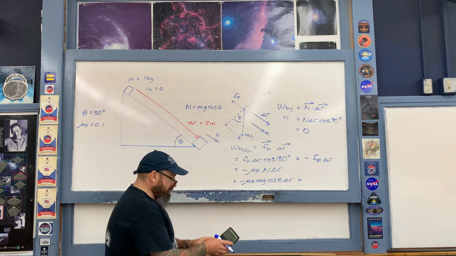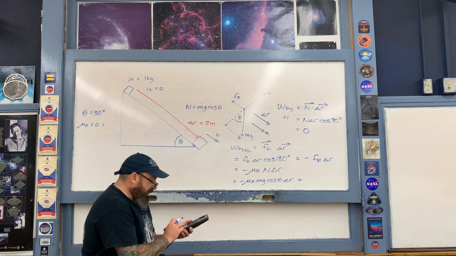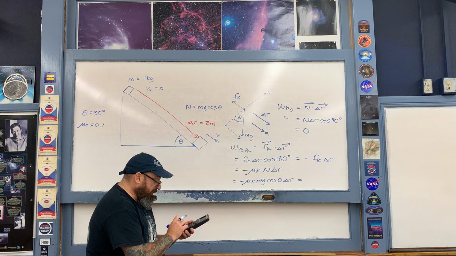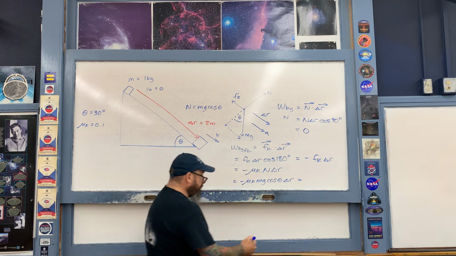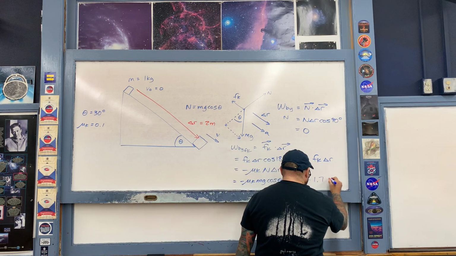Let's go ahead and plug in our numbers here to get our result. I have negative 0.1 for the coefficient, times the mass of 1 kilogram, times g, times the cosine of 30 degrees, and then multiply by the displacement of 2 meters. And this ends up being about negative 1.7 joules.